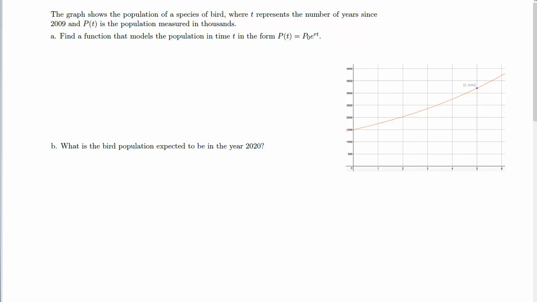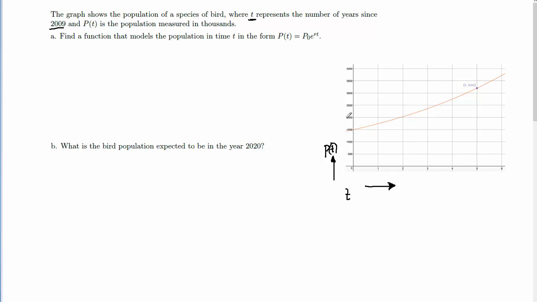Let's work now on a population growth problem. The graph shows the population of a species of bird, where T represents the number of years since 2009 and P of T is the population measured in thousands. So T, that is the time, is going to be represented on the x-axis. We're going to call it from now on the t-axis. And P of T, that is our function, will be represented on the y-axis, on the vertical axis. And it will give us the population of the bird.